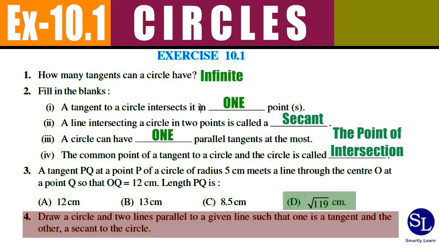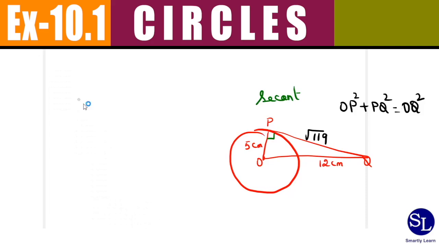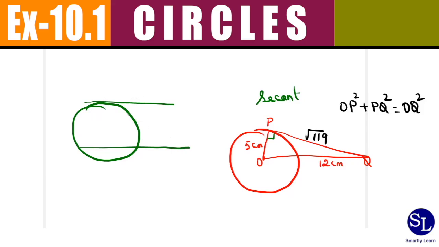Now the last question is draw a circle and two lines parallel to the given line such that one is a tangent and the other is a secant to the circle. So you just draw a circle and you're going to mark two lines that are going to be parallel to each other. So here let's draw a circle. One line is going to be a tangent, so it's marked like this. The other line that you're going to draw is going to be a secant to the circle. So these two lines are parallel, but one is a tangent and the other a secant.